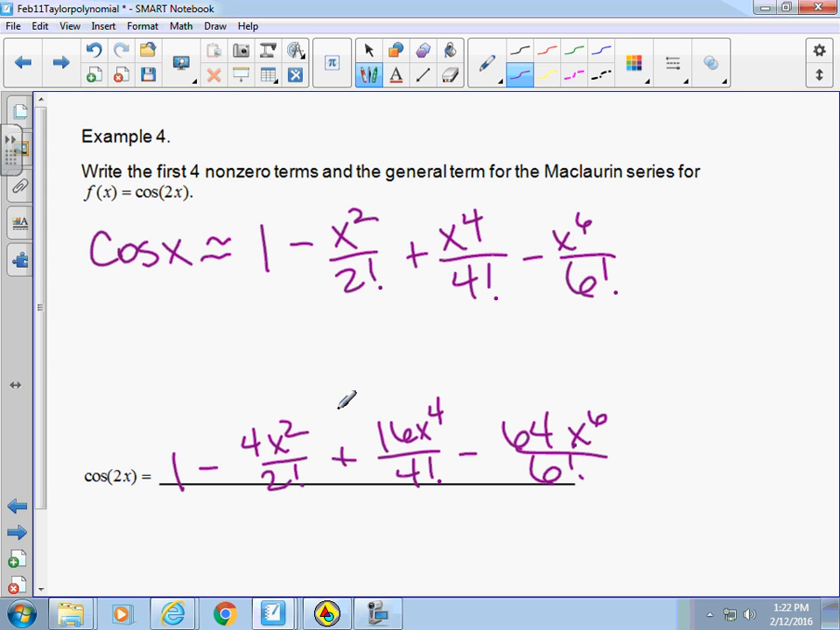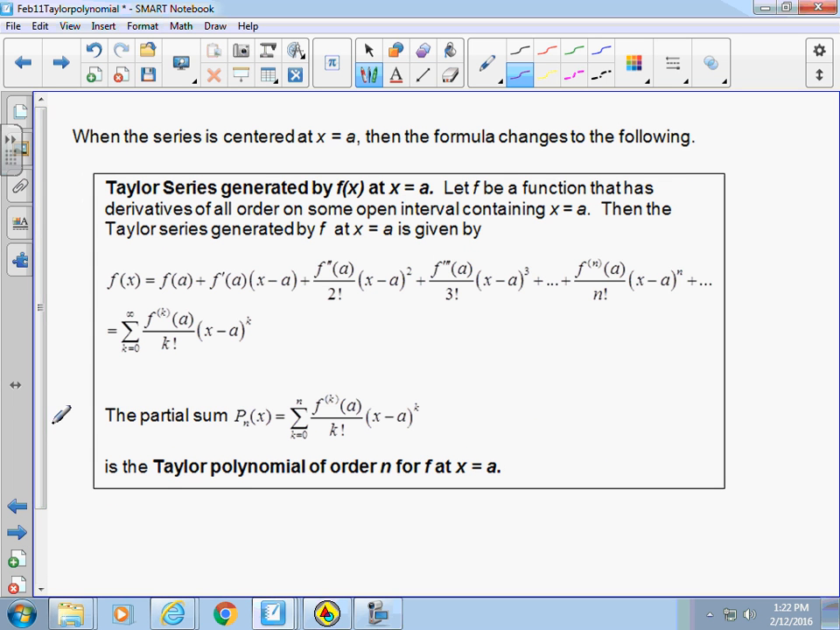Is this faster than finding 6 derivatives of cosine? Yes. Would it be wrong if you found 6 derivatives of cosine? No, it would just take you longer. But it would be wrong if you didn't have the zeros, right? Well, when you did the derivative of cosine, you would get sine of 0, which is 0, and so you would get your term to be 0. Does that make sense? So yours might look like 1 plus 0 minus, which would be okay.